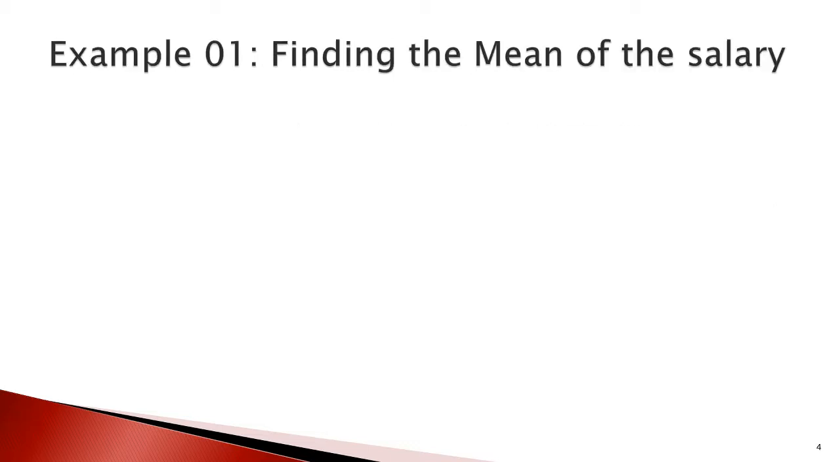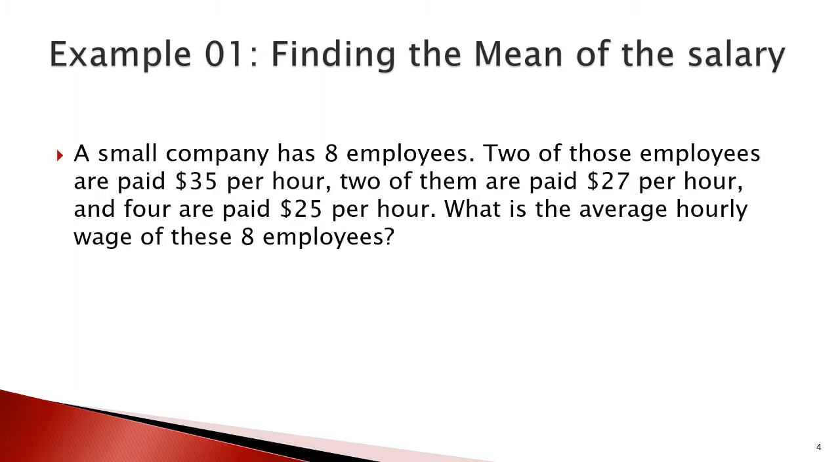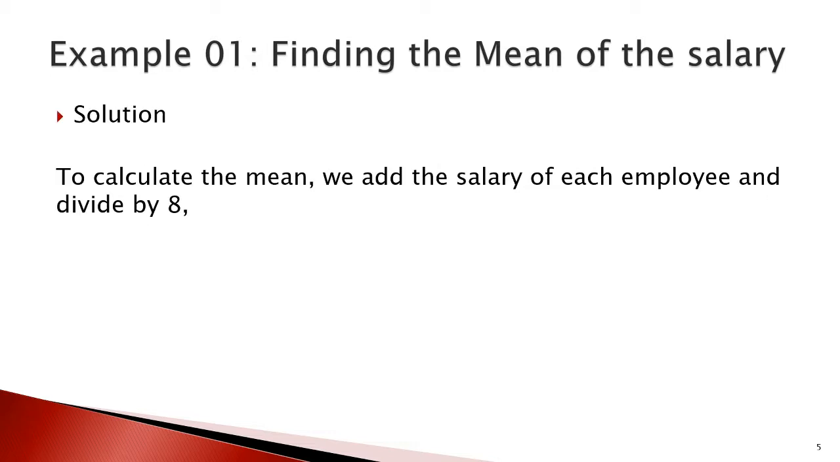Let's move on to an example. In this example, we are going to consider the salary of 8 employees. So 2 employees are paid $35 per hour, 2 are paid $27 per hour and 4 are paid $25 per hour. So what is the average hourly wage of these 8 employees?